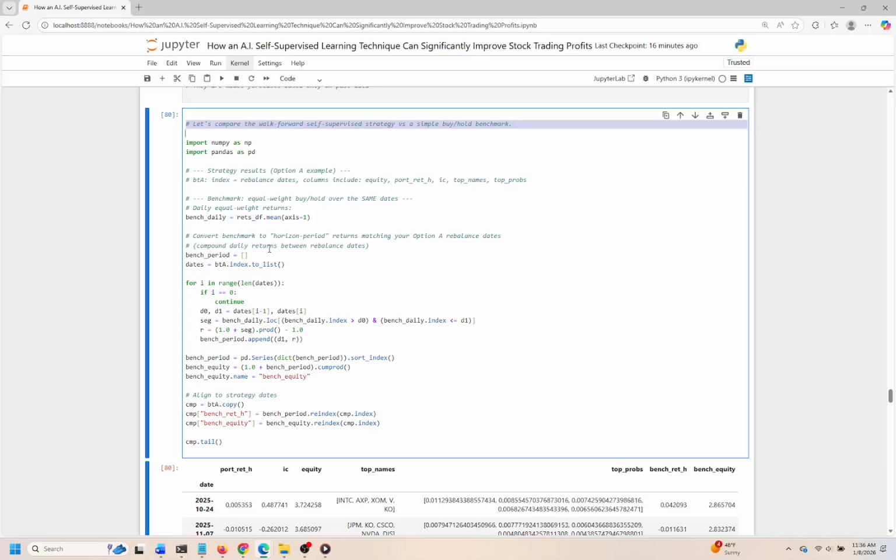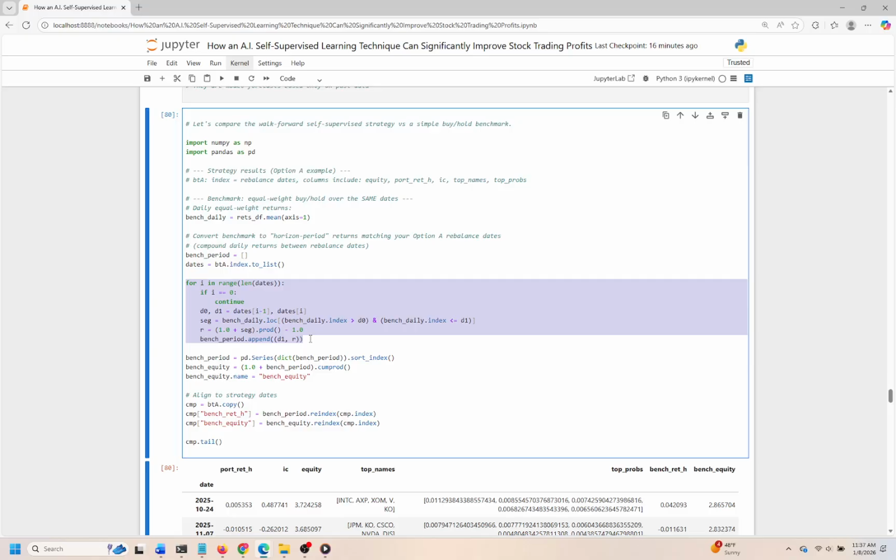The next step involves transforming these daily returns into horizon period returns, which align with the rebalancing dates of our self-supervised strategy. This is crucial because it enables us to accurately measure the performance of the benchmark against the same time intervals that we're evaluating the self-supervised strategy. The code iterates through the rebalancing dates, calculating the compounded return between each pair of dates.